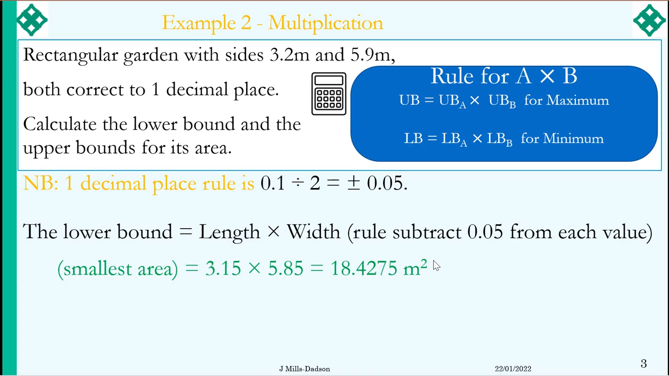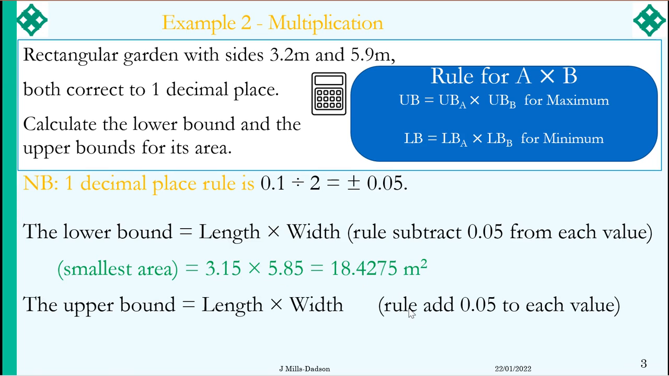18.4275 meters squared. For the upper bound, we add 0.05 to each measure to create the upper boundary, and we multiply, and that will give us 19.3375 meters squared. So it's just knowing your rule and knowing exactly what you are doing, and that's it.